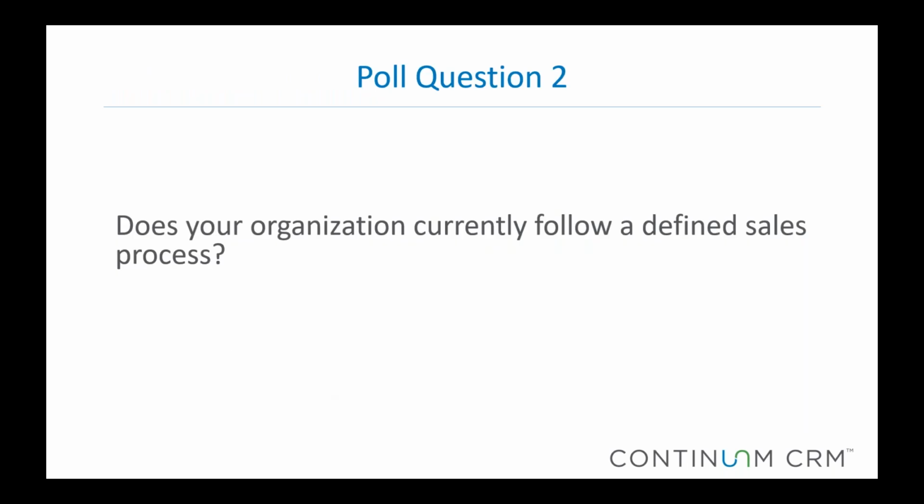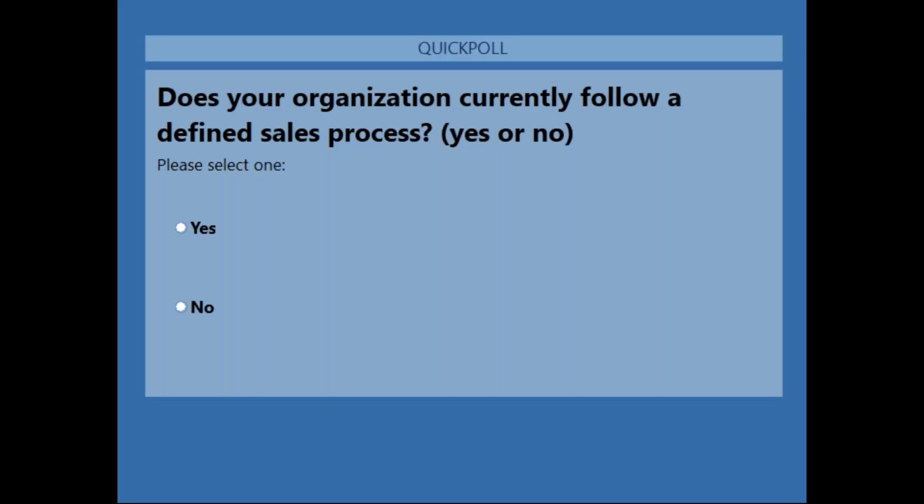So poll question number 2. Does your organization currently follow a defined sales process? Paul is going to open the poll. Yeah, we have the poll open. This one's an easy one. Yes or no. So far we have 50% who have voted. I'll share results in about 10 seconds. 67% voted. All right, I'm going to close the poll and share the results.